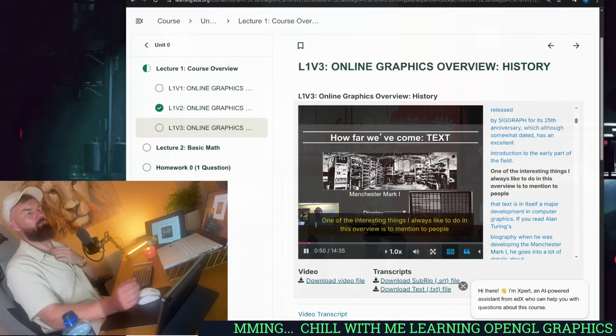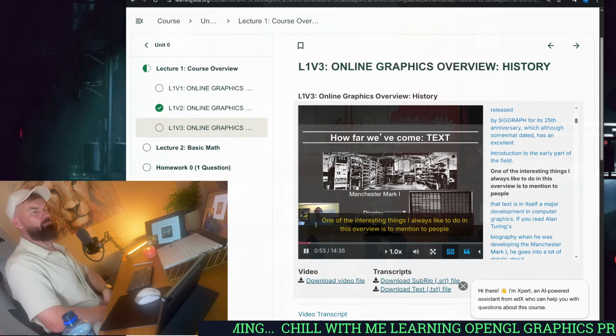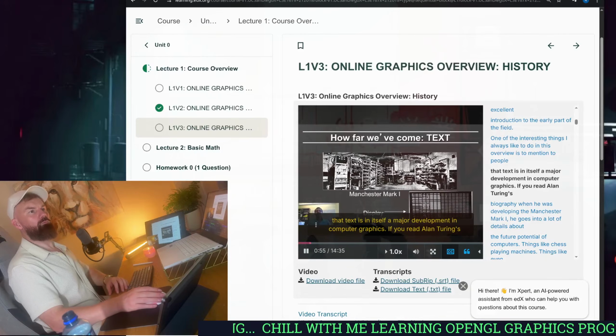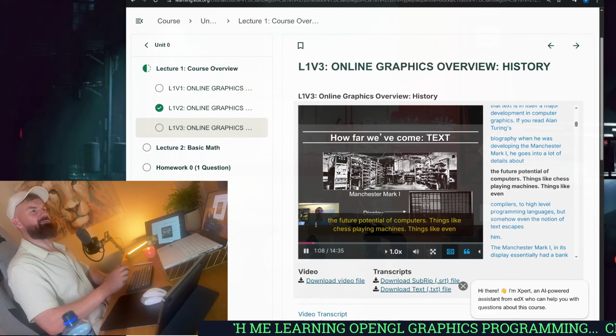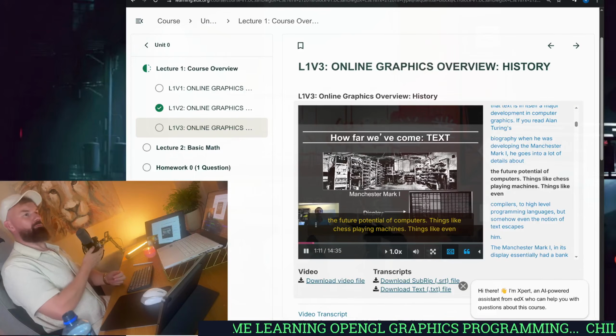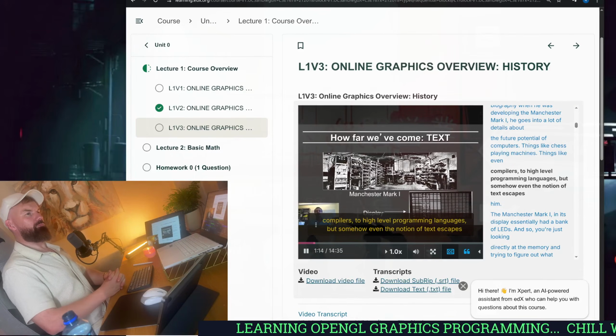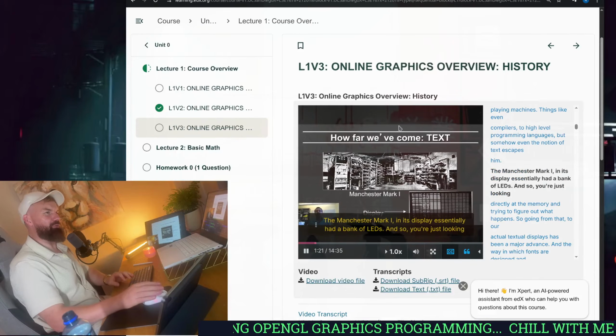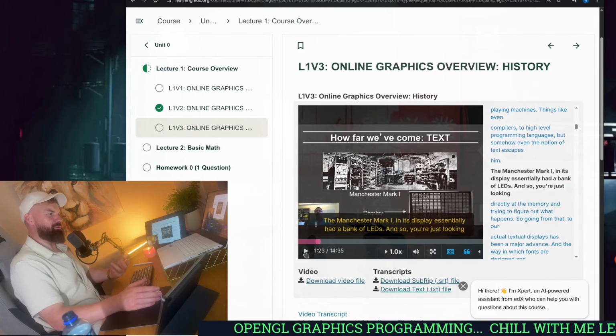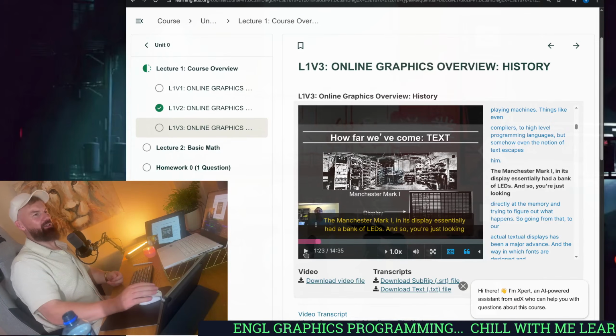One of the interesting things I always like to mention in this overview is that text is in itself a major development in computer graphics. If you read Alan Turing's biography, when he was developing the Manchester Mark I, he goes into a lot of detail about the future potential of computers, things like chess-playing machines, even compilers to high-level programming languages. But somehow, even the notion of text escapes him. So he saw it all coming.